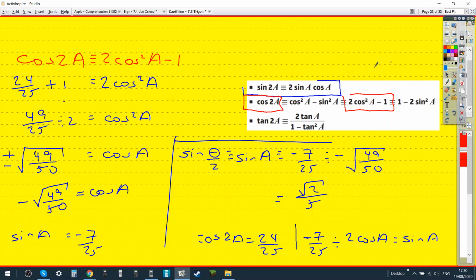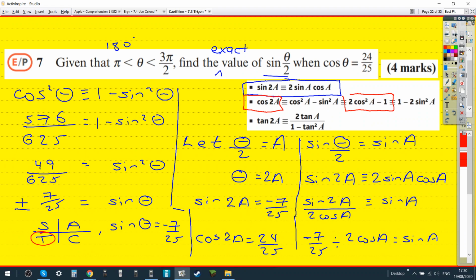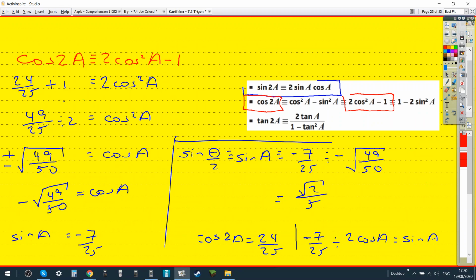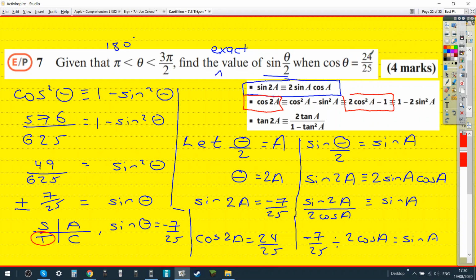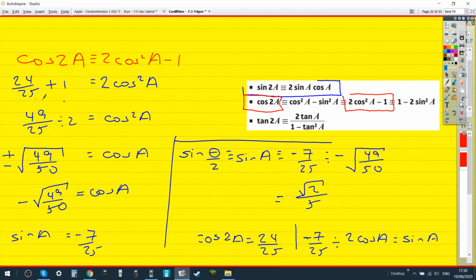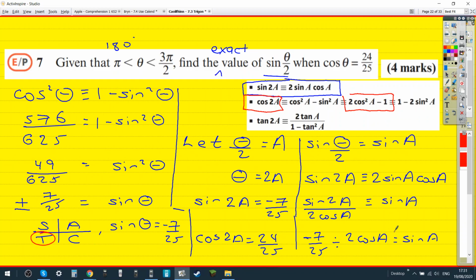Cos 2A is the same as 2 cos squared A minus 1. We knew cos 2A was 24 over 25. So we plus 1, which is 49 over 25. Then we divide by 2, 49 over 50. Yep. And then we square root, and we get that. And that is cos A. And so sine theta over 2 is equal to sine A, which we made the subject.